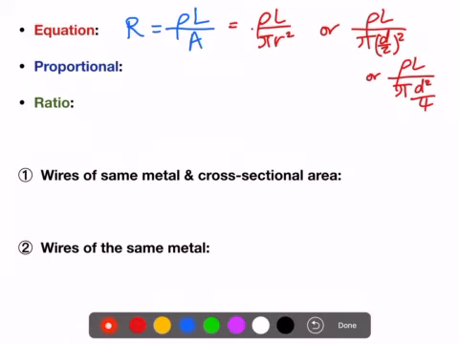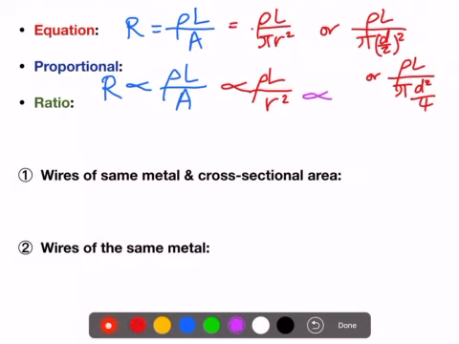Proportional. The resistance will be proportional to the resistivity times length over area, or in terms of length, resistivity, and radius square, or in terms of diameter, we have a similar expression, rho L over diameter square. Pi, 2, and 4, these are constants, so we ignore them when we write the proportionality.